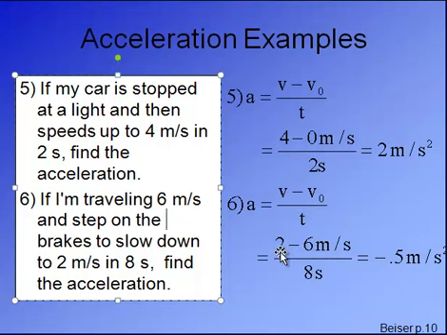My final is 2. 2 minus 6 would be negative 4. Divide negative 4 by 8, you get negative 0.5. The difference here is I'm slowing down. So my acceleration vector points in the opposite direction. There's a negative sign there that says opposite direction. The other way, you're slowing down, whatever way you want to think about that.